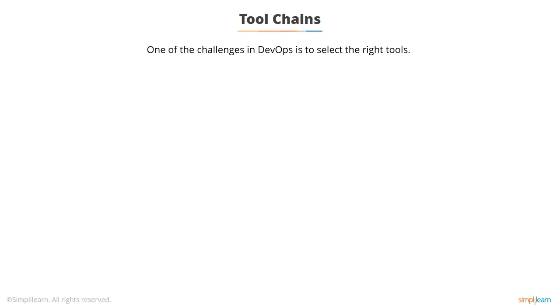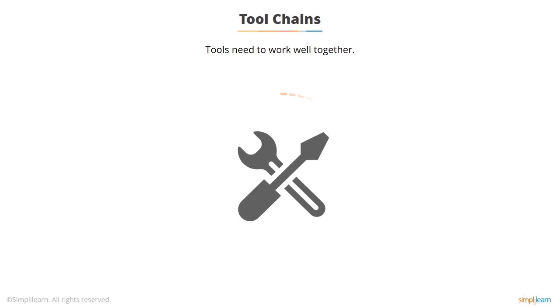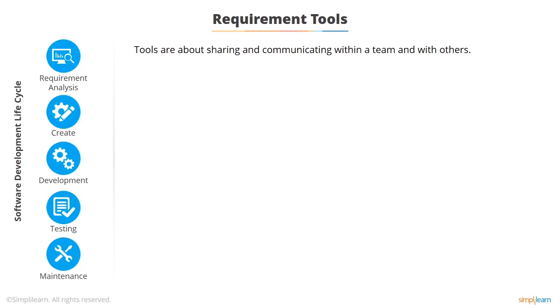So we have the concept of a tool chain, and one of the challenges is to select the right tools. There are many tools that perform similar functions, and the tools also need to work very well together. And there are a number of categories of tools, for each stage of the software development lifecycle phases. Some tools straddle various phases, some are very specific to individual phases.